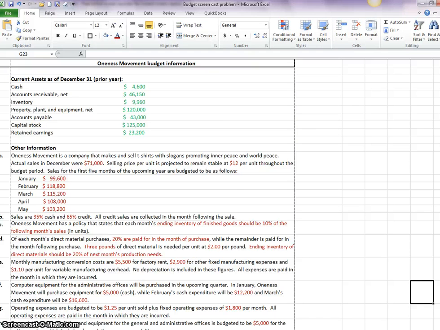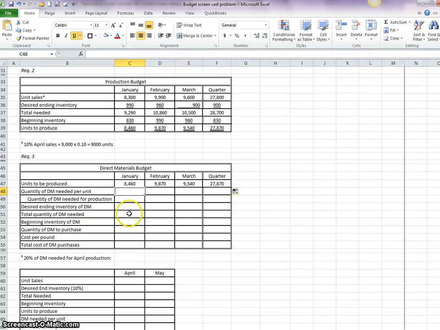So the quantity of DM needed per unit is 3 pounds. So let's multiply equals 3 times units to be produced. Okay, and we can just copy that all the way across.